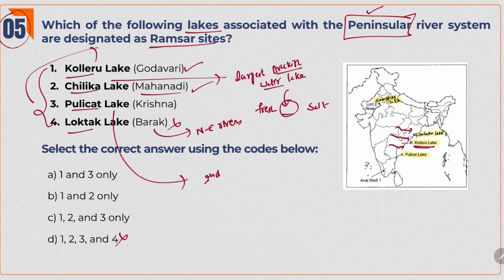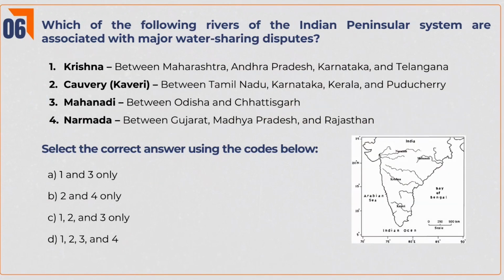And they are telling Pulicat Lake is being fed by Krishna. See, Krishna river somehow ends at middle of Andhra, but Pulicat Lake is almost on the boundary of Rayalaseema in Andhra and Tamil Nadu. Actually, Penna river also flows here, but it also doesn't touch Pulicat Lake. It is to utmost south. Actually, this Pulicat Lake is fed by a small river called Arani river. So, Pulicat Lake Krishna is wrong. Answer is 1 and 2.